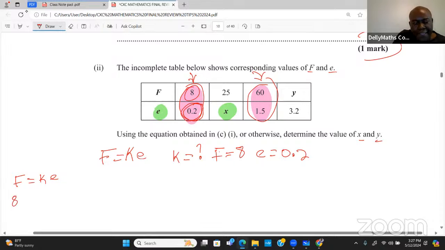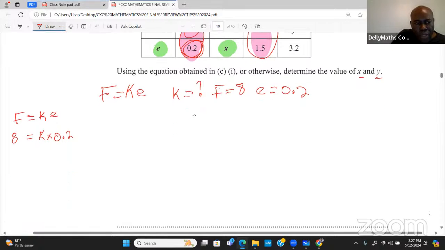So I could say 8 for F is equal to K, I don't know that yet, times E, which is 0.2. In an effort to find K, all I'm going to do is just divide. We are going to do ordinary division. We're going to divide both sides by 0.2 so that this K can stand alone.